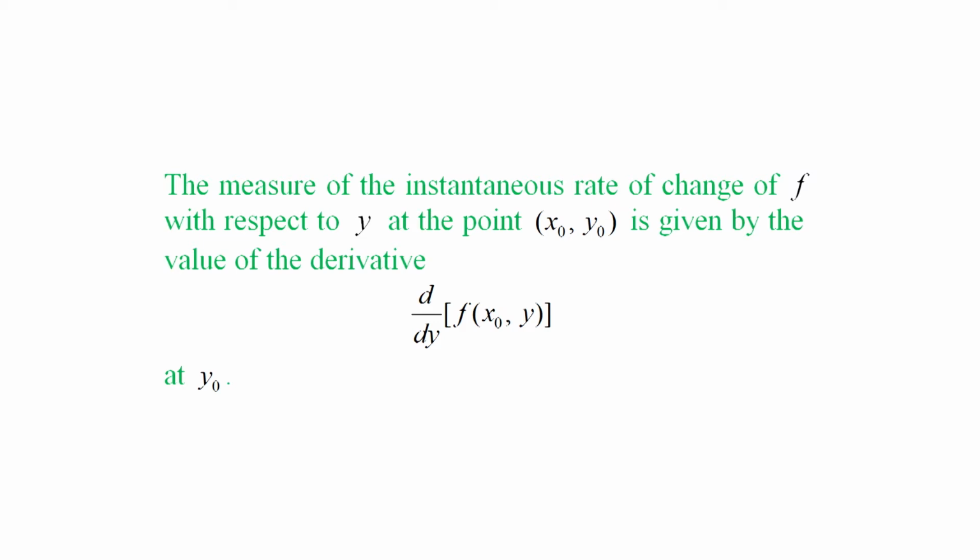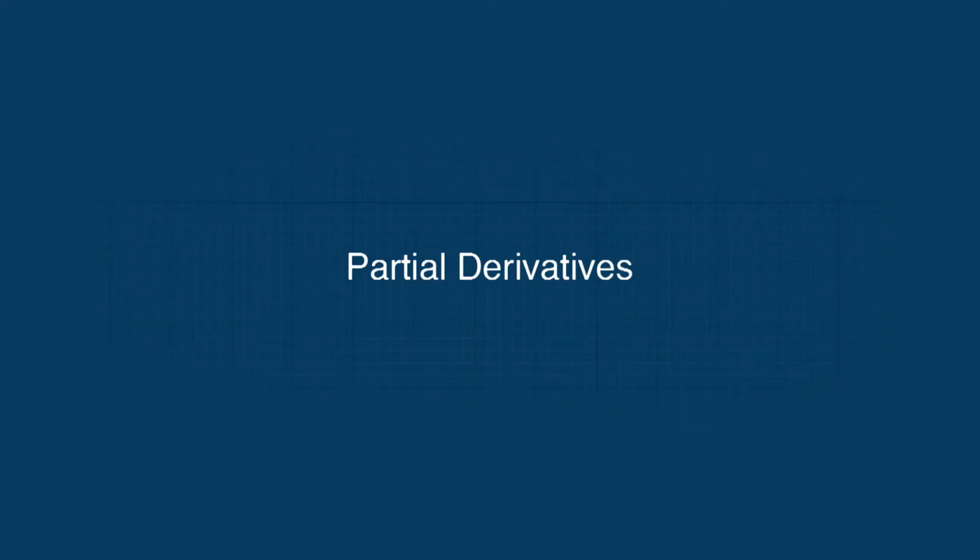Similarly, the measure of the instantaneous rate of change of f with respect to y at the point (x naught, y naught) is given by the value of the derivative d by dy of f of x naught y at y naught. These derivatives are very important and basic to the study of differential calculus of functions of several variables. We formally define them as follows: partial derivatives.